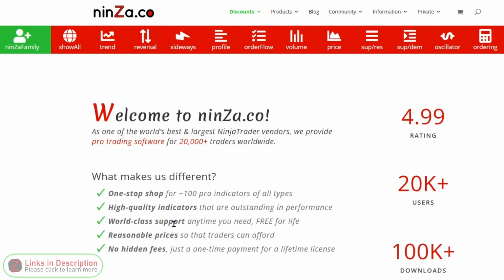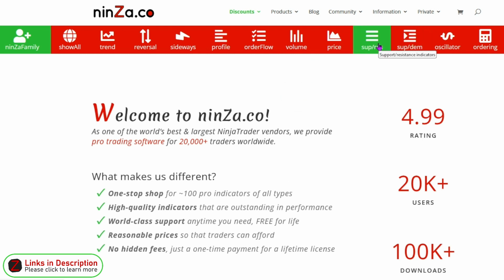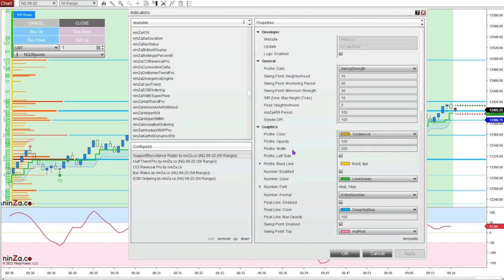So if you went to NINZA's website, you could go to their trend indicator section, pick one of those. You could go to their support and resistance section and pick one of those indicators, and go to their oscillator section and pick one of those indicators, and then combine them to make your own trading system. Today I've picked the support and resistance radar indicator, the half trend pro indicator, which is a trend indicator, and the CCI reversal pro indicator.